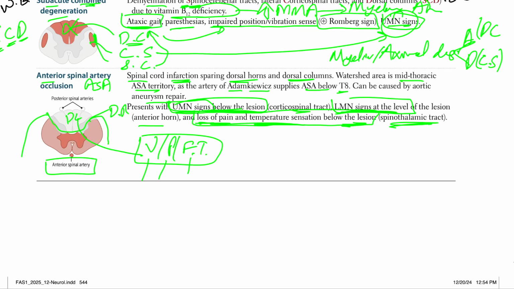Okay, this is all due to the fact that ASA supplies all this area and PSA supplies the remaining area. And here we have the occlusion of the ASA, commonly caused by aortic aneurysm repair. Okay, and that's going to be all for ASA, anterior spinal artery occlusion.